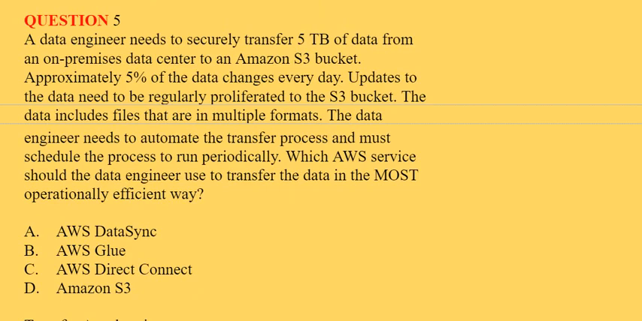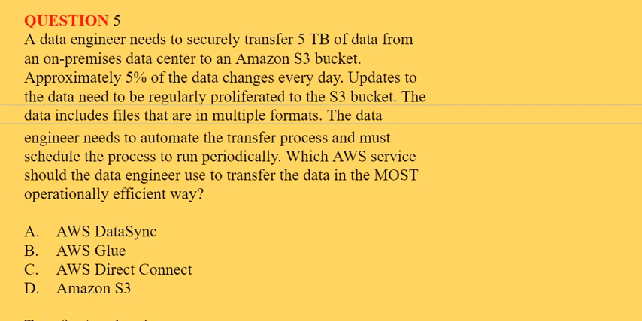Question: A data engineer needs to securely transfer 5 TB of data from an on-premises data center to an Amazon S3 bucket. Approximately 5% of the data changes every day. Updates to the data need to be regularly propagated to the S3 bucket. The data includes files that are in multiple formats. The data engineer needs to automate the transfer process and must schedule the process to run periodically.